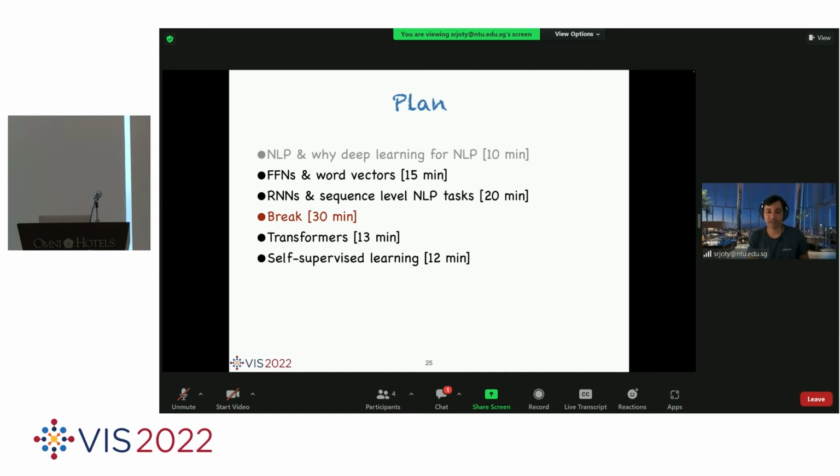So now let's move on to the technical part. We're going to talk about FFNs, or feed-forward neural networks, and word vectors.